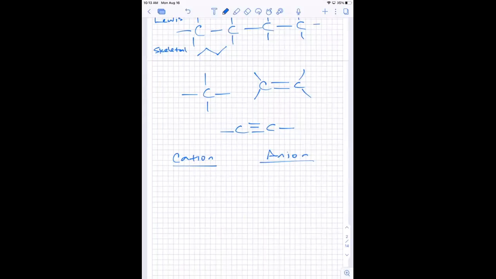So if it's a cation, let me show that. That means it's positive, right? You've heard that term before in Chem, as it relates to a positively charged atom.